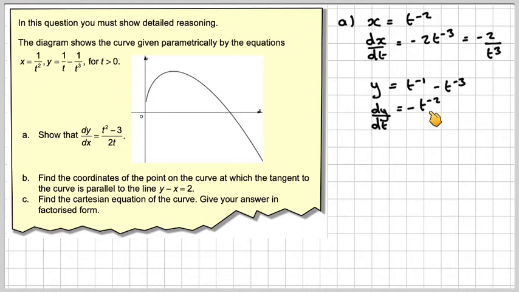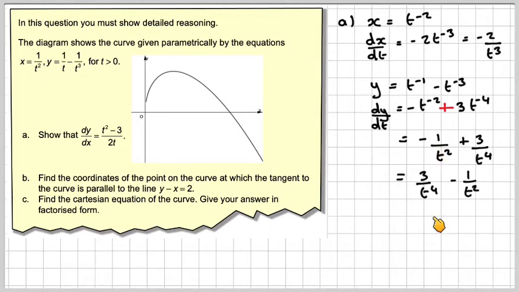Differentiating that, we're going to get minus t to the minus 2 plus, because the minus times the minus, 3t to the minus 4, which we could write as minus 1 over t squared plus 3 over t to the 4, or 3 over t to the 4 minus 1 over t squared.